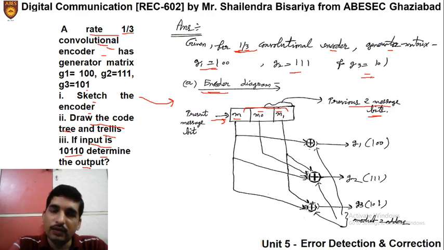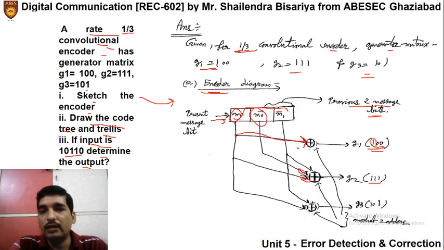G1 is 100 means the first term M is connected here. The 00 means we are not connecting M0 or M1 to this, so it simply gives us 100. Now for G2, which is 111, there are all three connections: one from M, another from M0 and a third from M1.